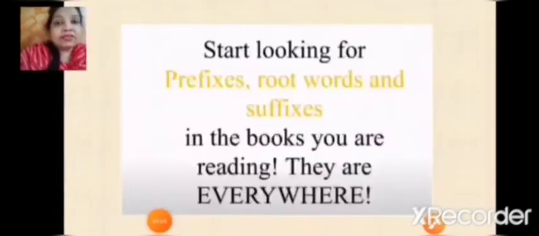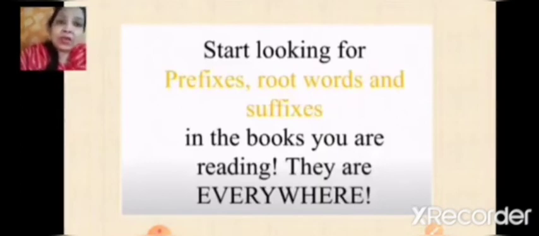Children, it's time for some wonderful activity. You have lots of books in your home, right? You have got New Voice textbook, you have got magazines, newspapers, Reader's Digest, storybooks. There are many books at home, right? So start looking for prefixes, root words and suffixes in your books that you are reading. They are everywhere, children.